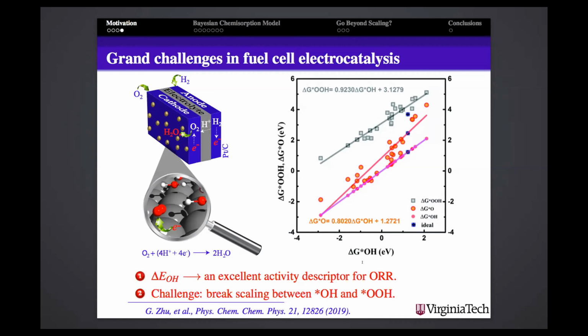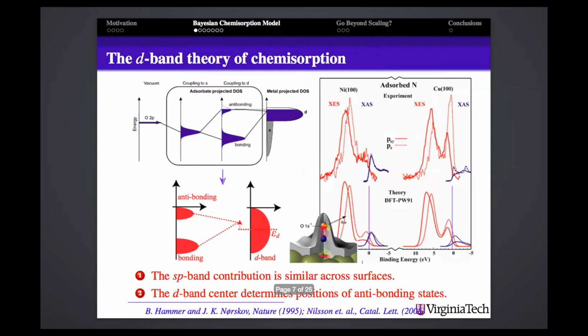So is it really possible to break the scaling between OH and OOH? In order to answer the question, we have to look at the chemisorption model. Of course, the state-of-the-art chemisorption model is the d-band model. I'm showing a schematic here on the left.